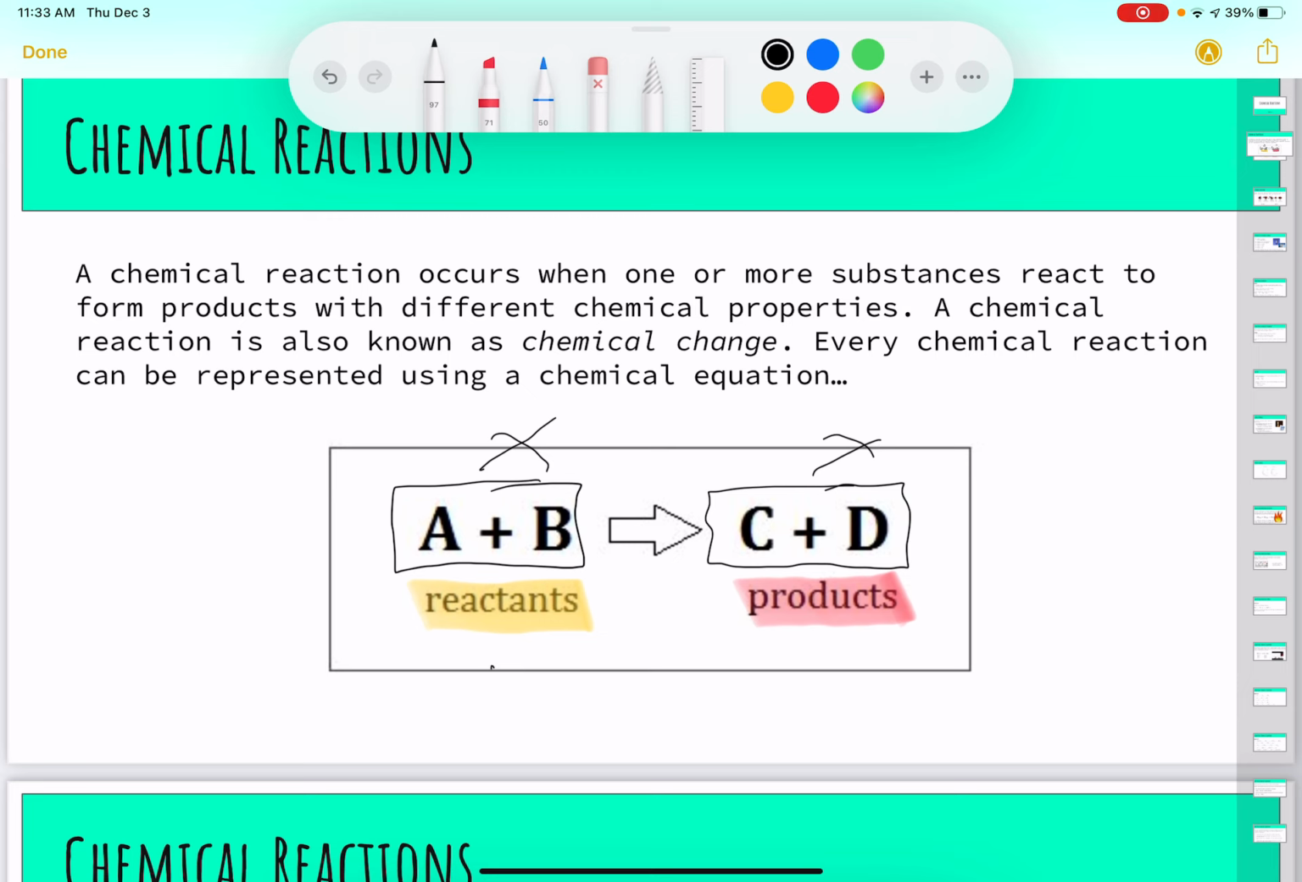We don't start out with sodium, and on this side we end up with potassium. Where did the potassium come from? Not thin air. So that's really important to remember when we're dealing with chemical reactions. Whatever's on this side will be on this side. We're not losing or gaining any random things.